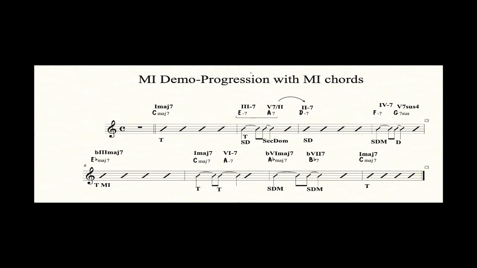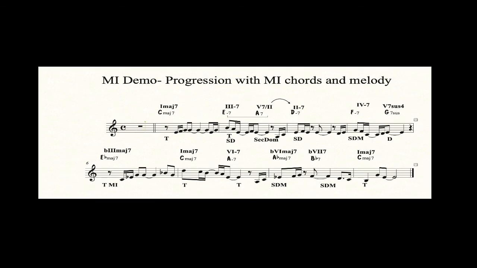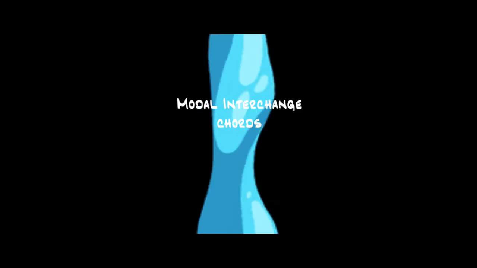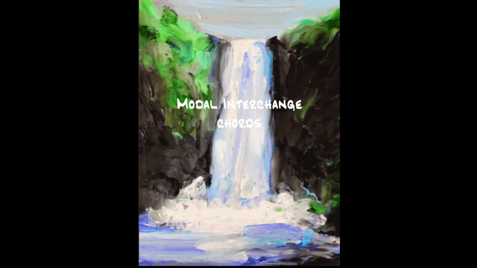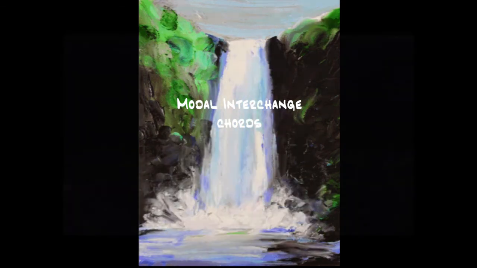Here is the progression with the melody adapted for the non-diatonic modal interchange chords. Modal interchange chords can add color, nuance, depth, emotion, spice, and so many more things by expanding our harmonic palette. These chords can turn a simple chord progression into a more expressive musical statement.